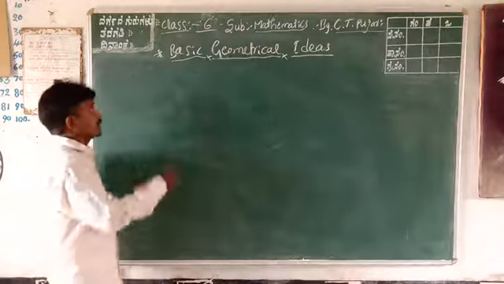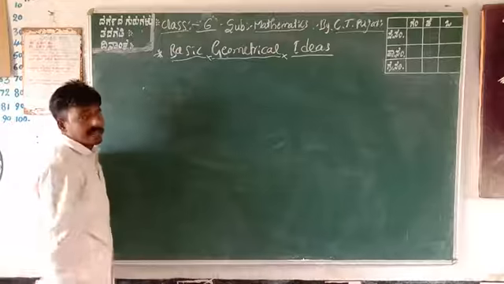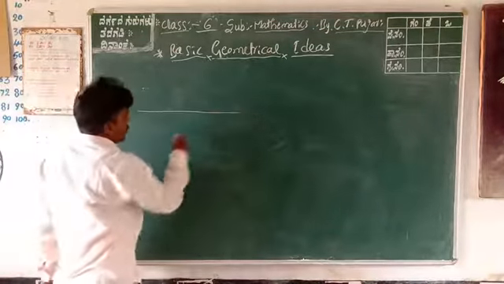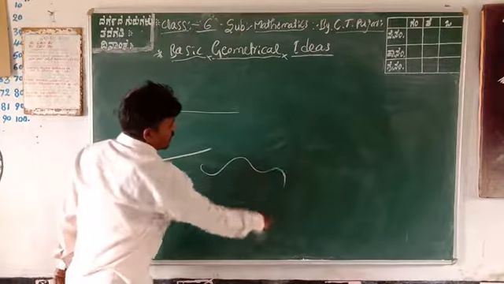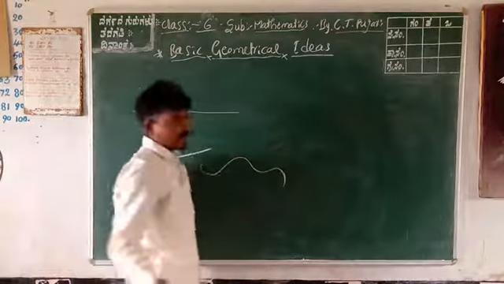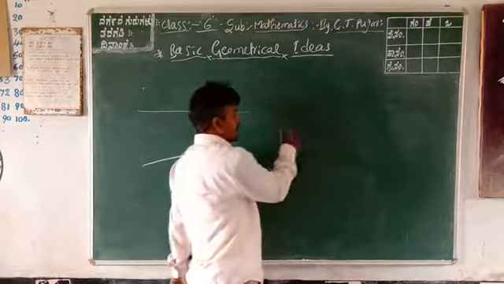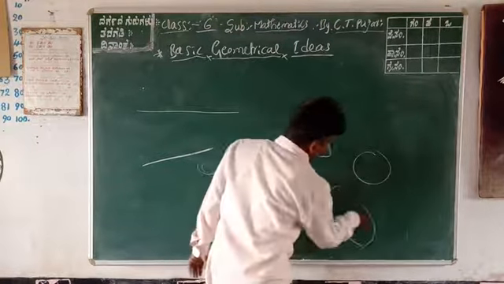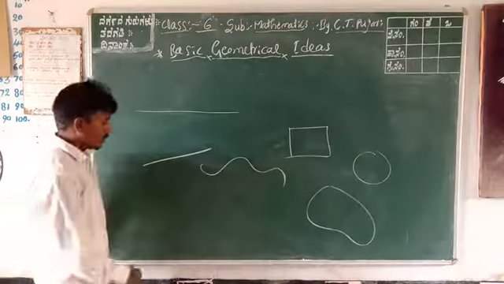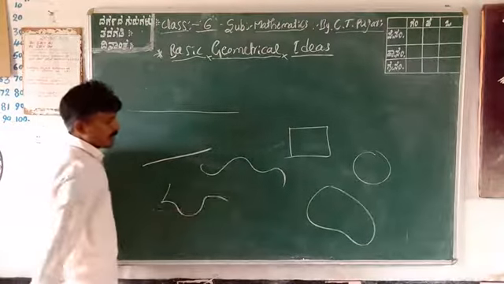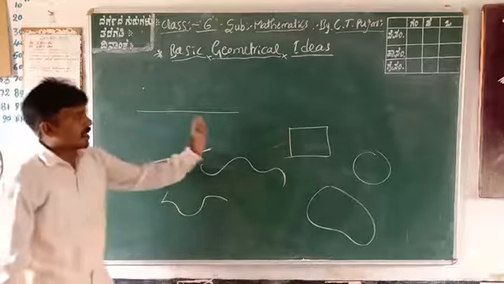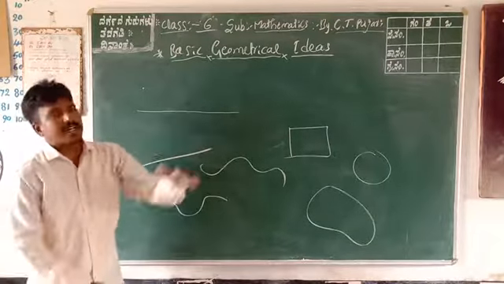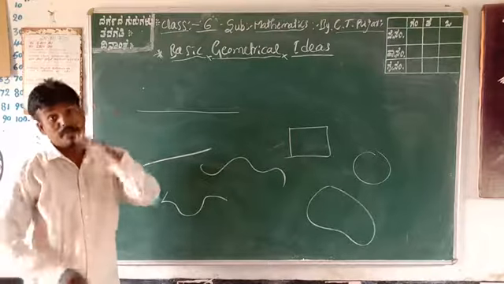For example, a point is there. This is also geometry, and lines are here, and plane surfaces are here, and this is also one figure, and this is also one figure. Okay, these are all geometry. You learn about the basic geometrical concepts. What are the basic geometrical concepts?